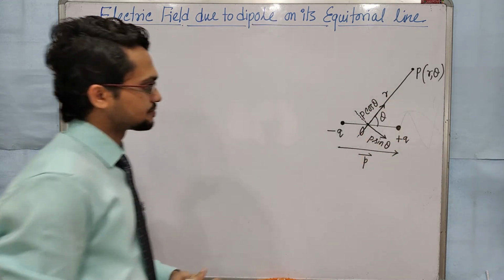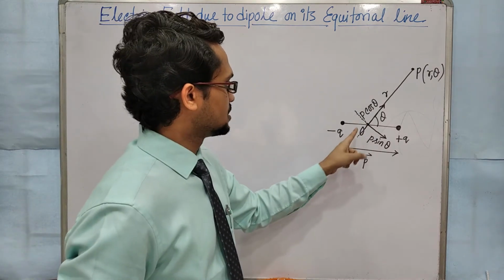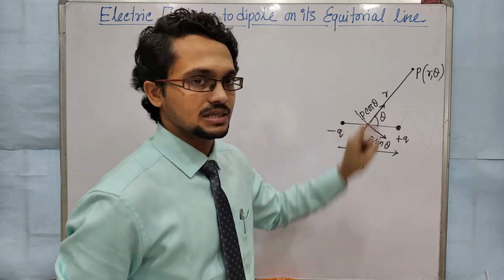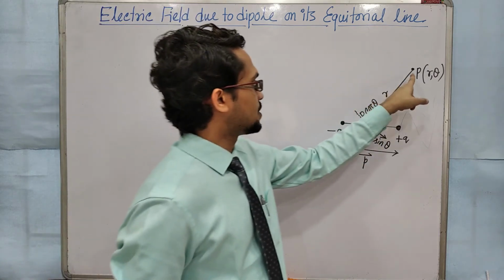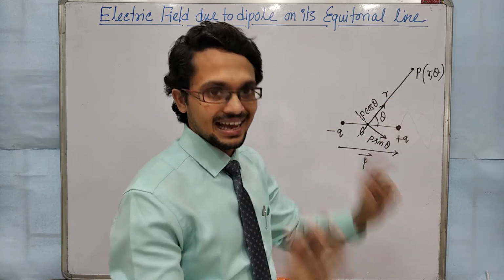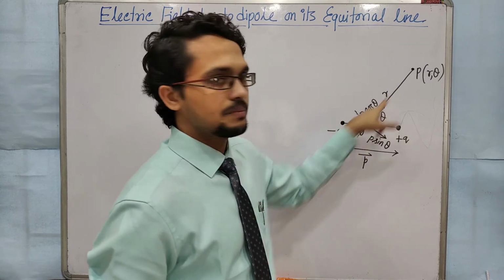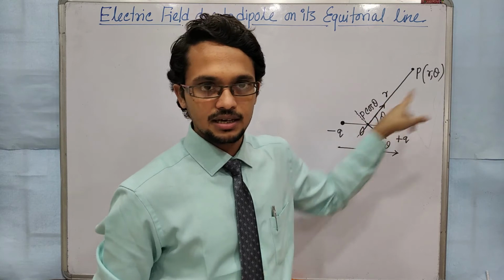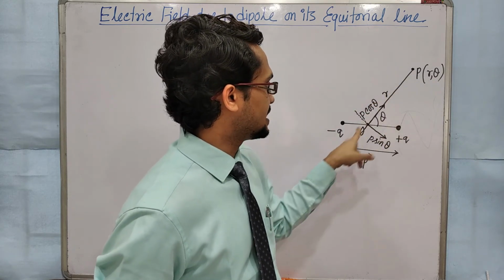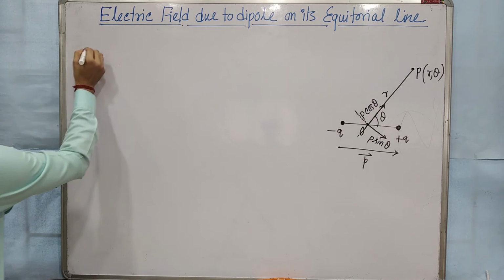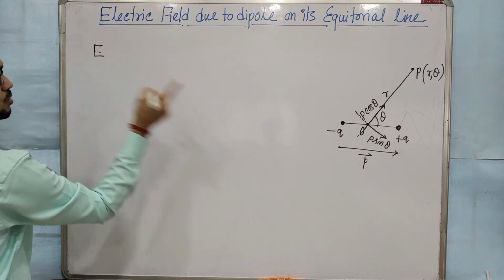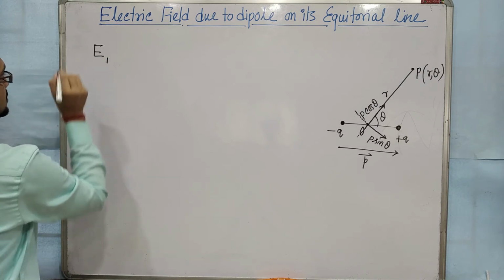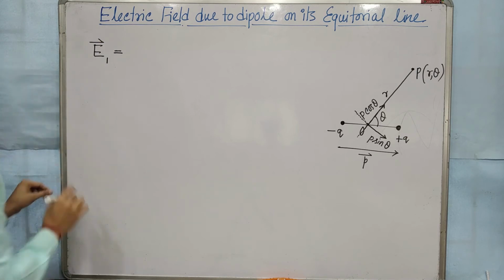Now there are two dipoles. One has dipole moment P cos theta and another has dipole moment P sin theta. Now look at this point. This point P is on the axial line of this dipole P cos theta, right? So what will be the electric field at point P due to P cos theta? I am writing it as E1.